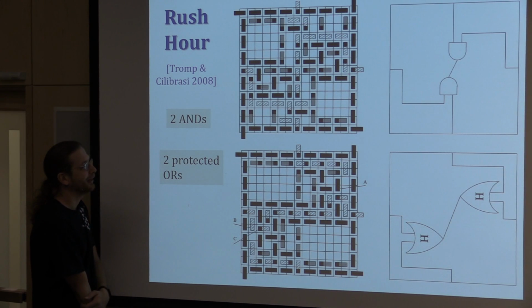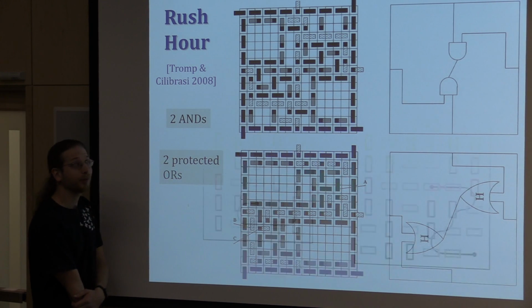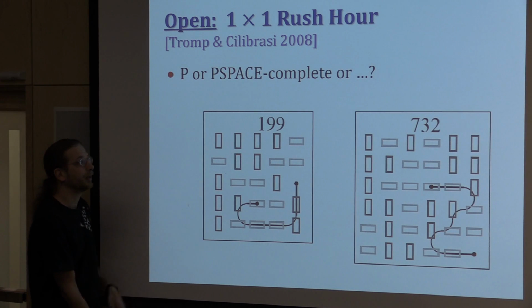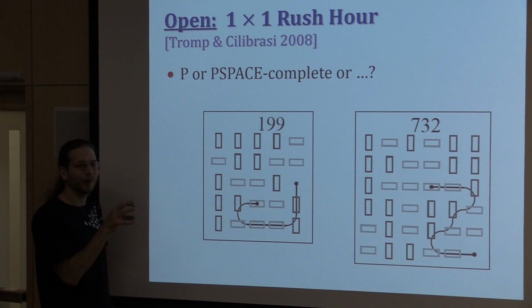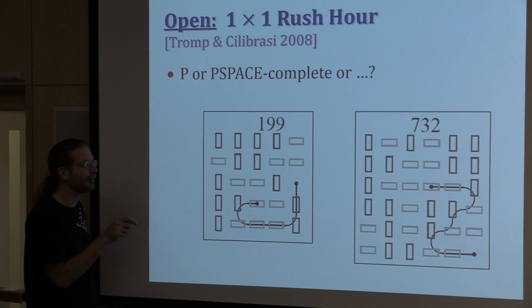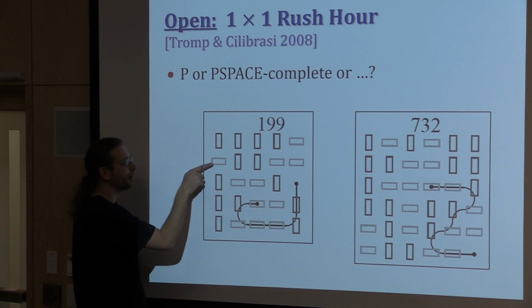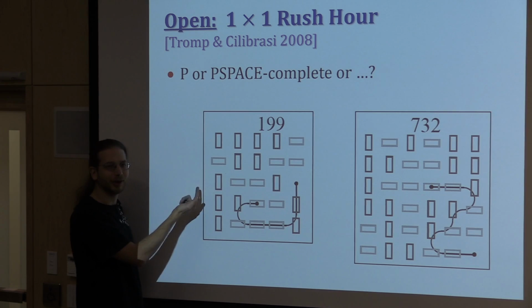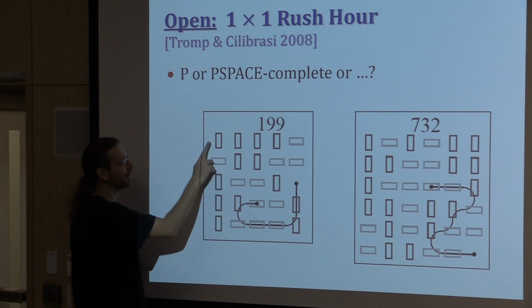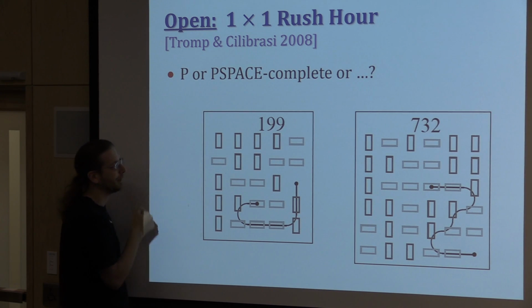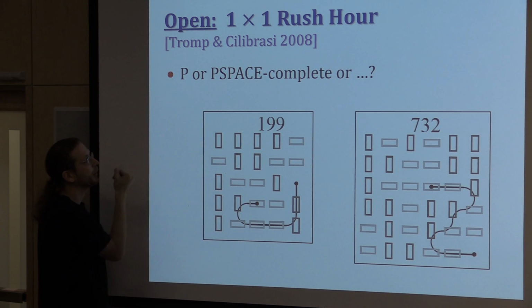So that's cool. An open problem in the world of Rush Hour is what about 1 by 1 cars? Now this is a little weird because 1 by 1 cars don't have natural orientations, but each car is marked, you can see where the headlights are, so you know whether it's going horizontal or vertical only. It's open whether this problem is PSPACE-complete.